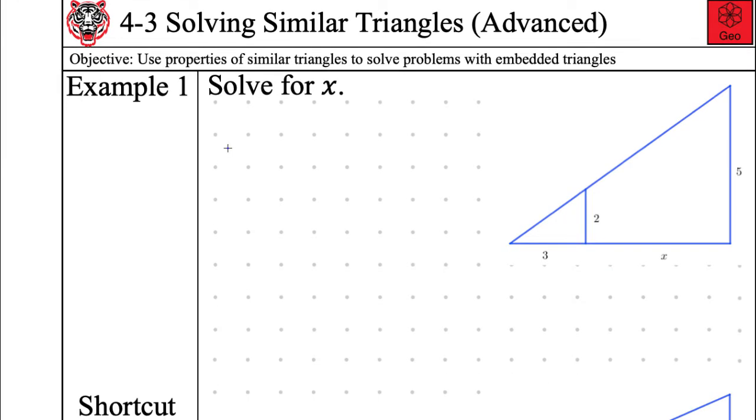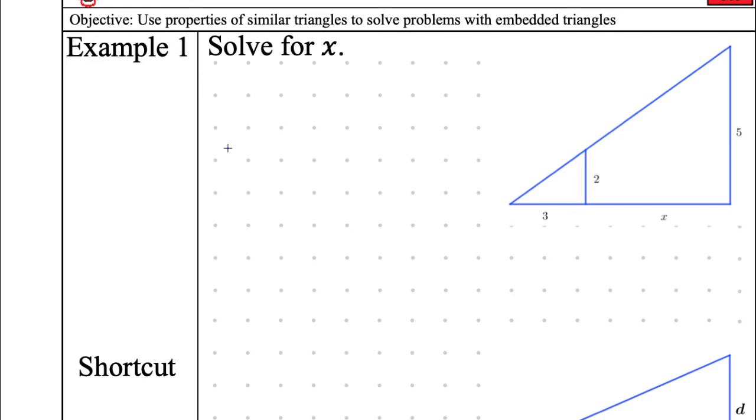All right, so example number 1. We are going to solve this for x. So this is what I mean by advanced similar triangles. These triangles for the homework are going to be embedded in one another, which means you need to unembed them, and that is kind of the hard, tricky part. But if you can actually do it, then you're ready to go.